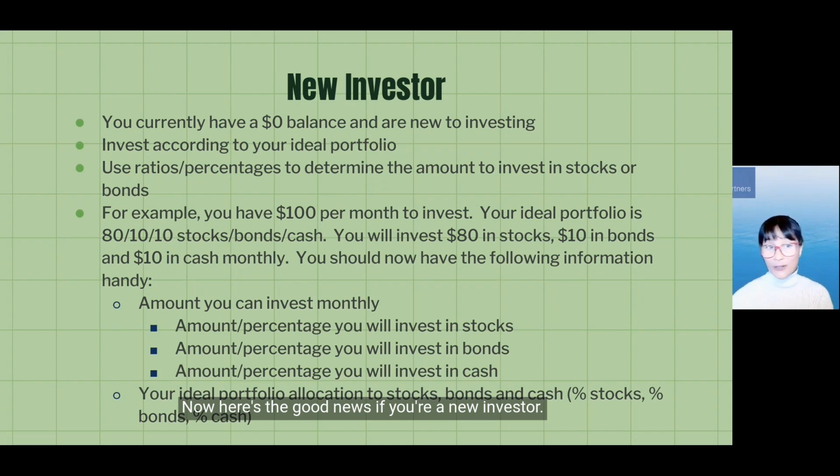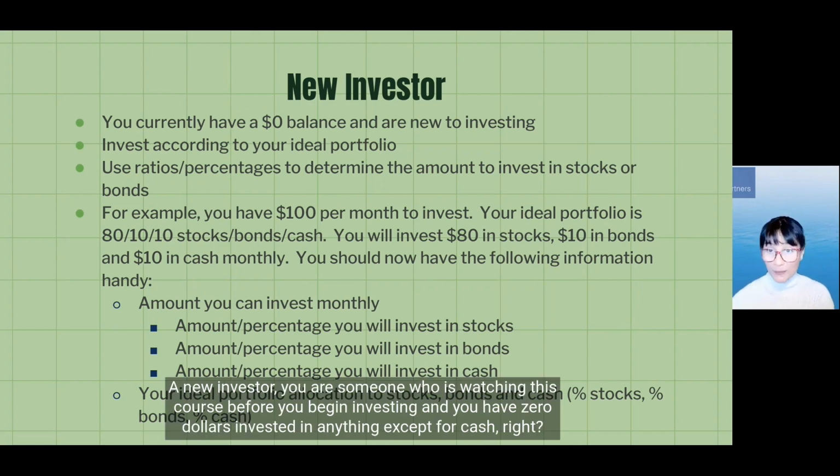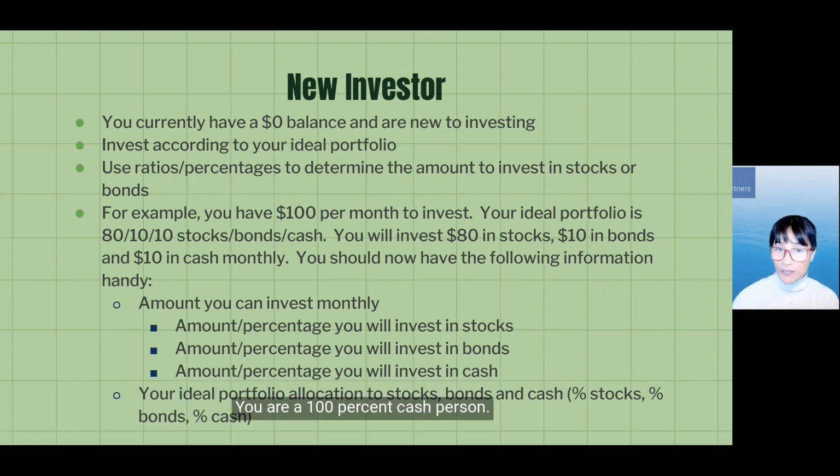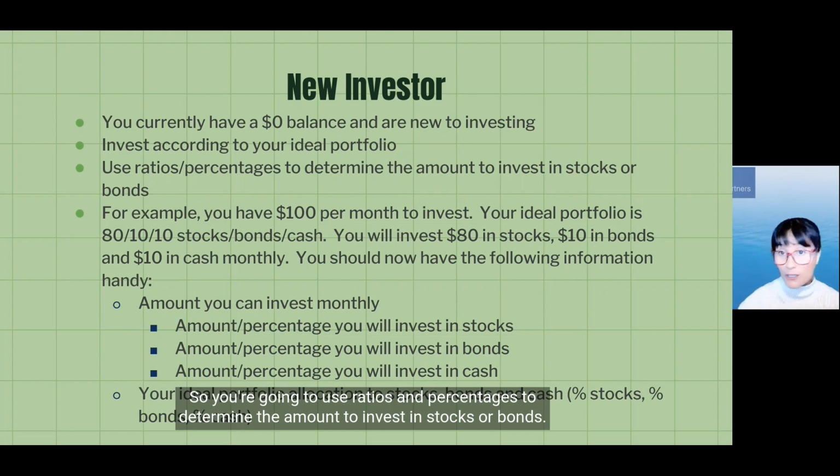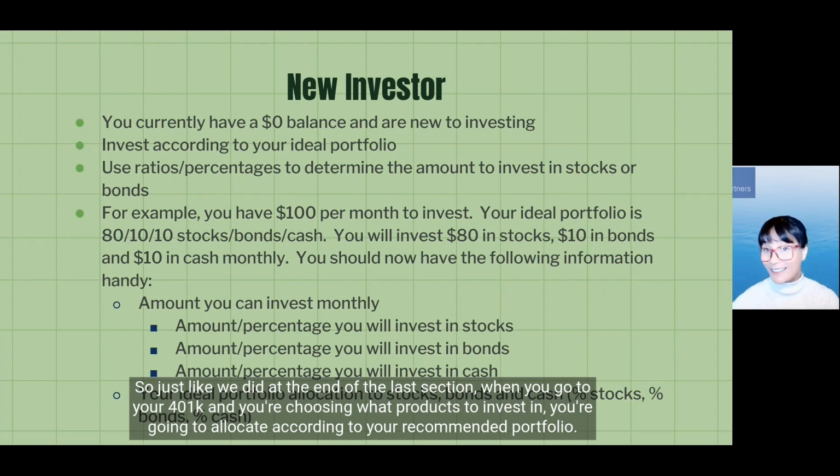Now, here's the good news if you're a new investor. A new investor, you are someone who is watching this course before you begin investing, and you have $0 invested in anything except for cash, right? You are a 100% cash person. You are starting from ground zero. You get to invest according to your ideal portfolio. So you're going to use ratios and percentages to determine the amount to invest in stocks or bonds. So just like we did at the end of the last section, when you go to your 401k and you're choosing what products to invest in, you're going to allocate according to your recommended portfolio.